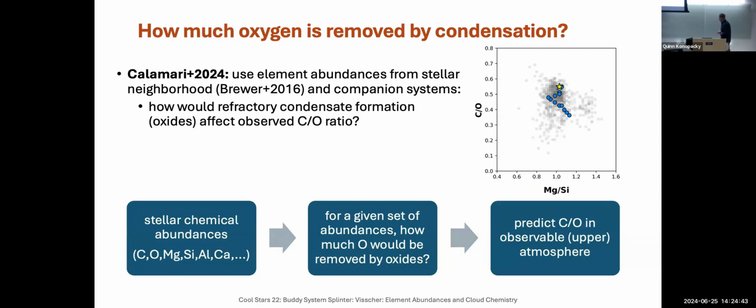So this was the approach that was done in Calamari et al. 2024. We took stellar chemical abundances from this Brewer sample, which included things like the magnesium to silicon ratio, the magnesium abundance, the silicon abundance, et cetera. Then for a given set of elemental abundances, using this mass balance approach, we calculated how much oxygen would be removed in each of these scenarios. That lets us predict the C to O ratio in the upper atmosphere, because we can calculate our initial C to O ratio, how much oxygen we remove through cloud formation, and what C to O ratio we're left with at the top of the atmosphere.